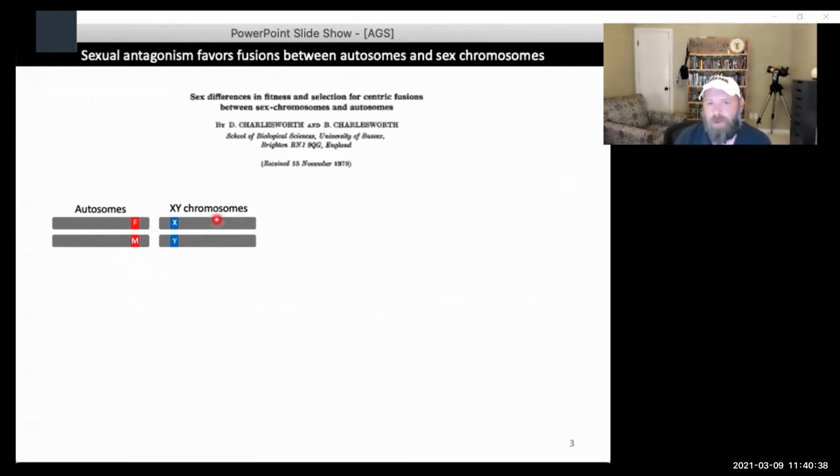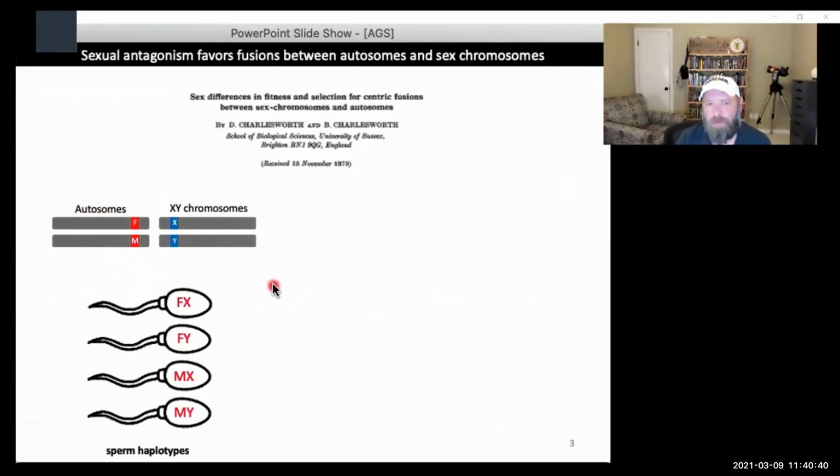When a male that has a genome like this produces sperm, they're going to produce 4 haplotypes. They're going to produce X-bearing sperm that have the female benefit allele and X-bearing sperm with the male benefit allele. And then they'll produce Y-bearing sperm with either the female or the male benefit allele. The problem is that 2 of these haplotypes are going to produce offspring where the sexually antagonistic allele that it carries doesn't match the sex of the offspring that's going to be produced.